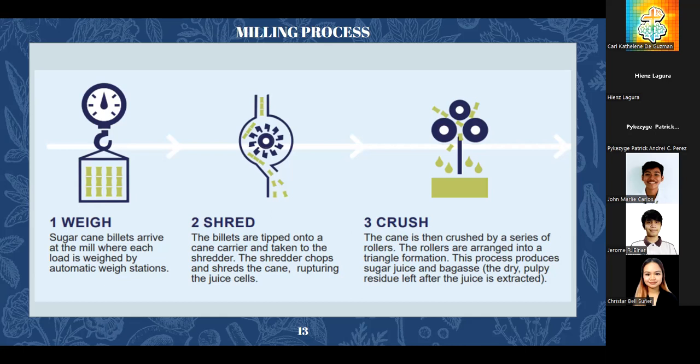Ang susunod po, yung third step, is crush. The cane is then crushed by a series of rollers. The rollers are arranged into a triangle formation. This process produces sugar juice and bagasse, the dry pulpy residue after the juice is extracted.